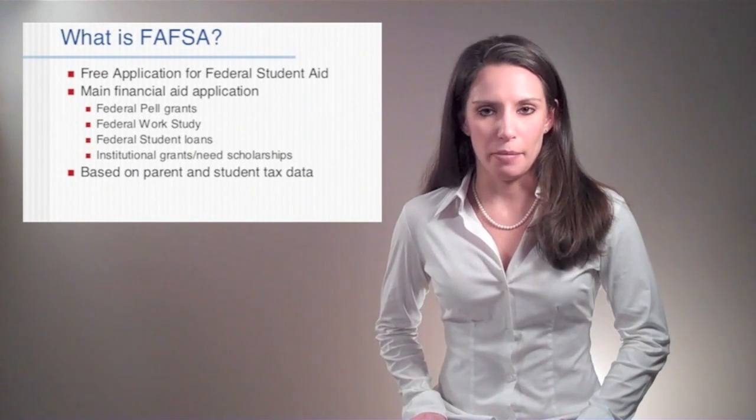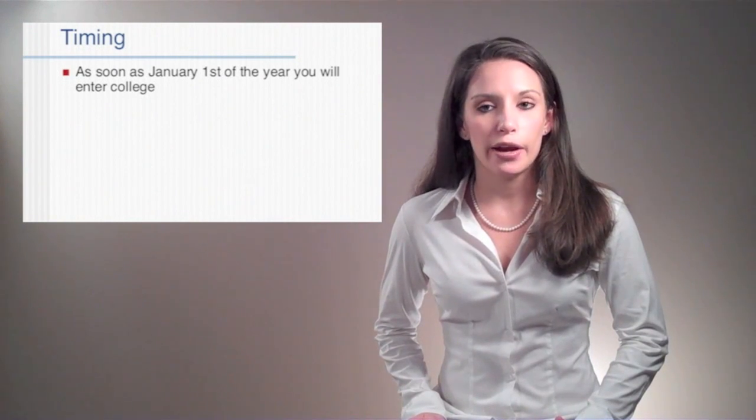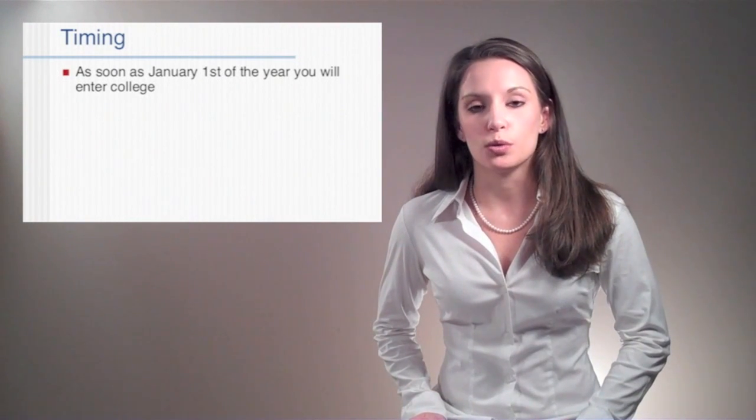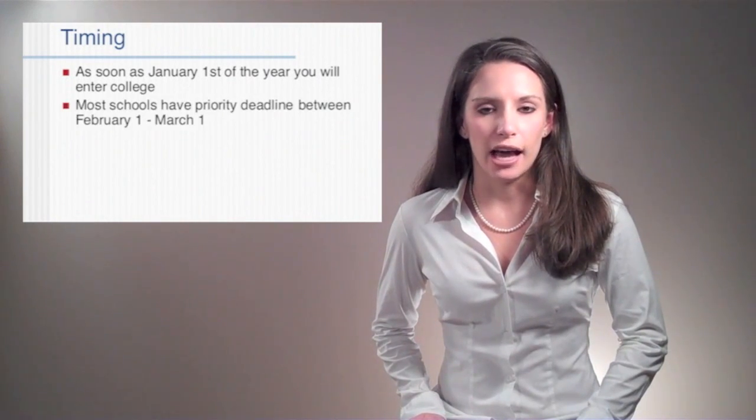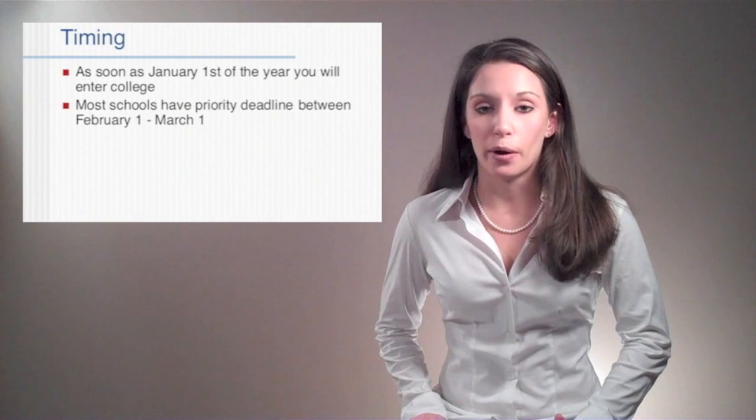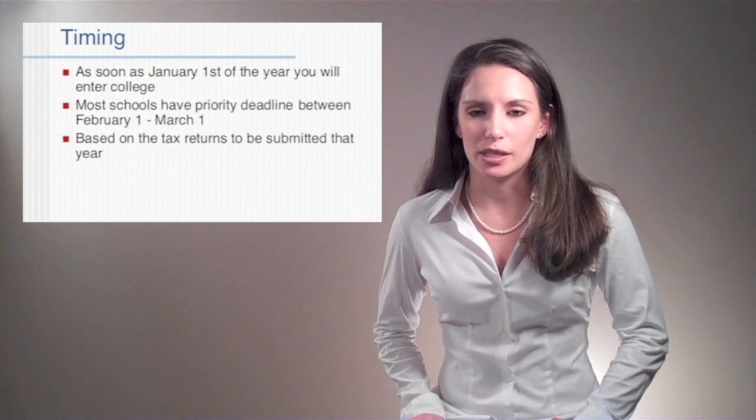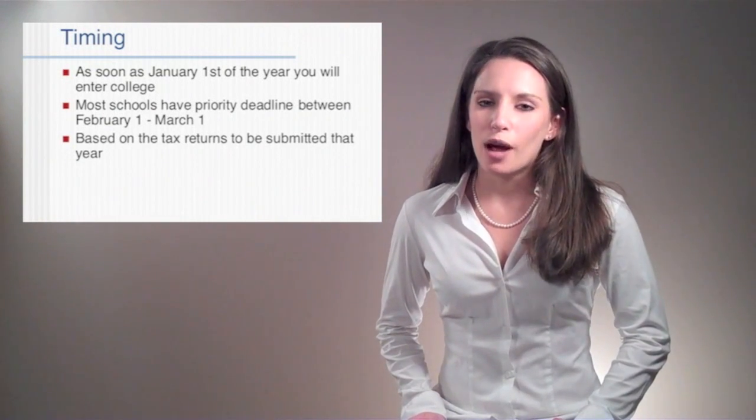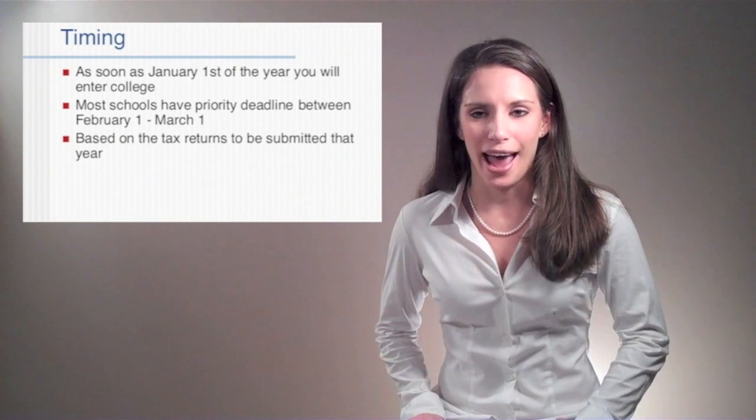So a word on timing. FAFSA opens up as early as January 1st of the year in which the student will enter college. Most schools have a priority deadline that is either February 1st, March 1st, or somewhere in between those two dates, which means that because it's based on the tax returns to be submitted that year, you probably want to consider doing your taxes a bit earlier this year than you have in the past.